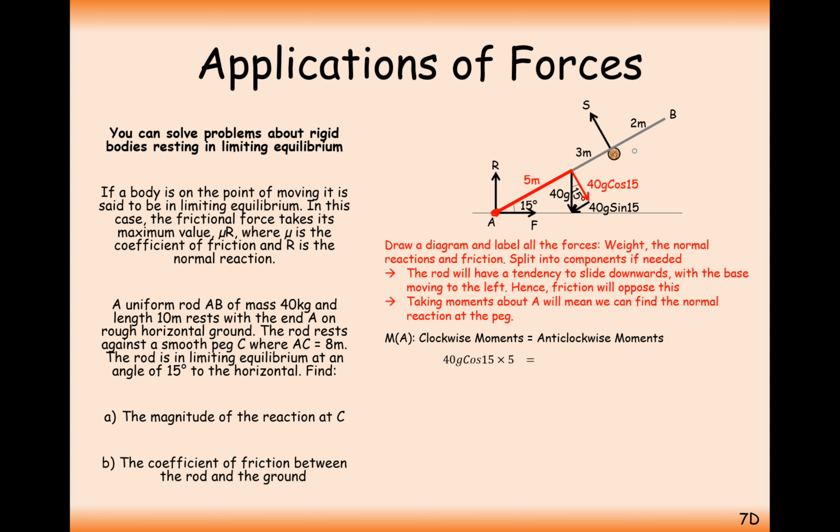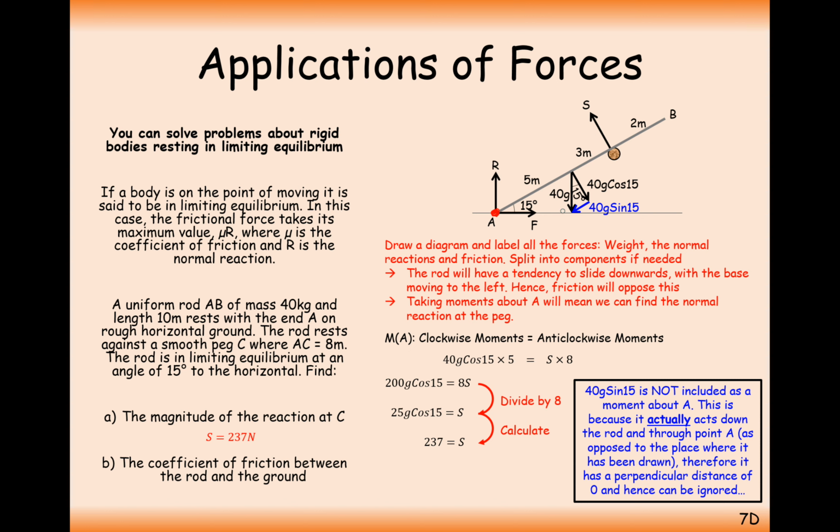And then on the other side, the only other force we have is this S force here at a distance 8 meters away, and this is perfectly at a right angle to the rod, so no resolving needed for this force, equals 8S. So divide both sides by 8, and we get 25g cos 15. Work this out numerically, and we get 237 newtons as our value for S.